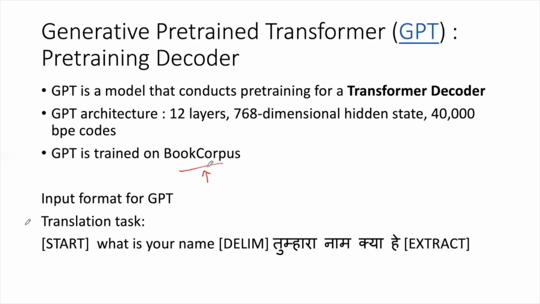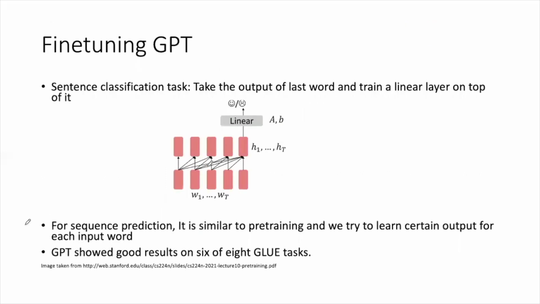Once the pre-training is conducted, the GPT model can be used for fine-tuning tasks. Let's say your fine-tuning task is sentence classification, which basically means you need to predict a certain class for your input. In that case, you take the last word's output, connect a linear layer, and try to generate the class from it. That's typically how you use pre-trained GPT for sentence classification.